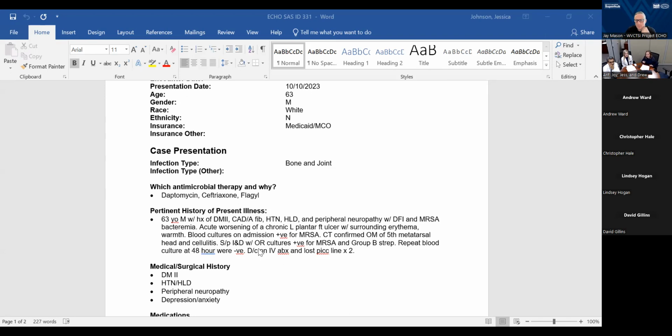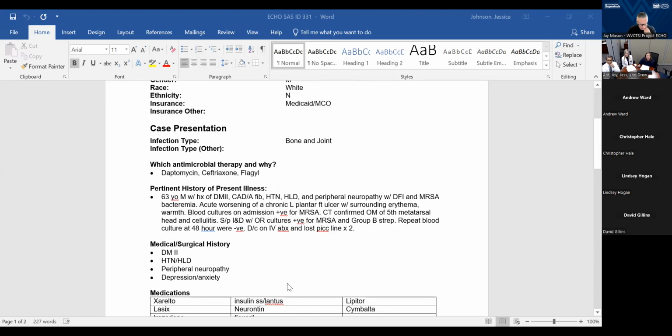So he underwent an I&D. This was not an amputation or something like that. OR cultures grew MRSA and group B strep. Repeat blood cultures at 48 hours were negative. The ID team saw him and recommended a 6-week course of daptomycin, ceftriaxone, and Flagyl. He was discharged with home health, with plans to do home antibiotics.